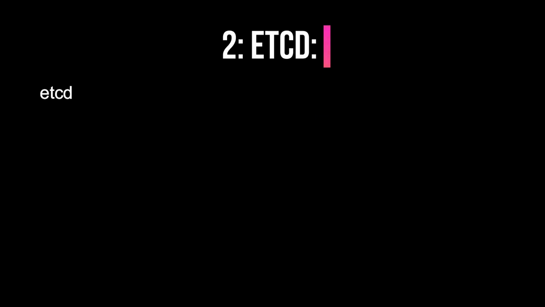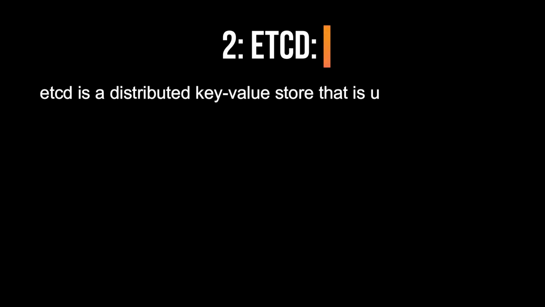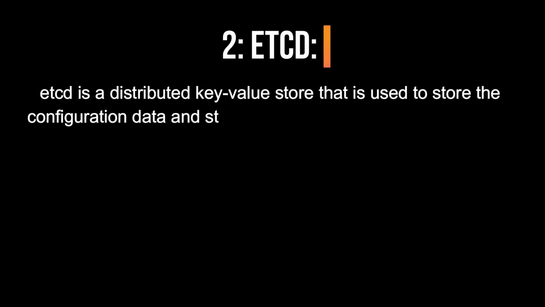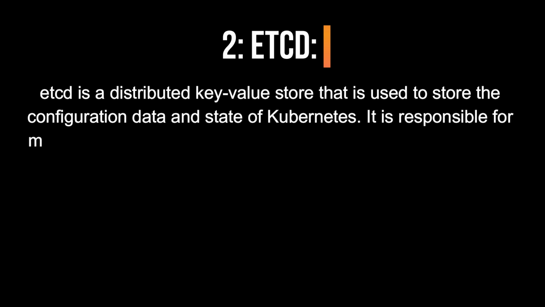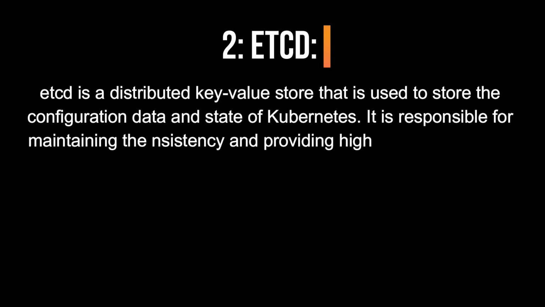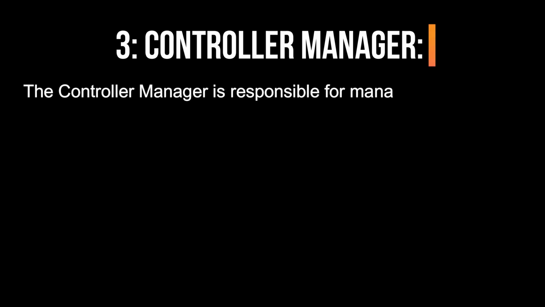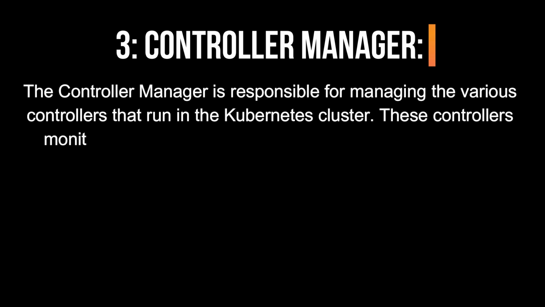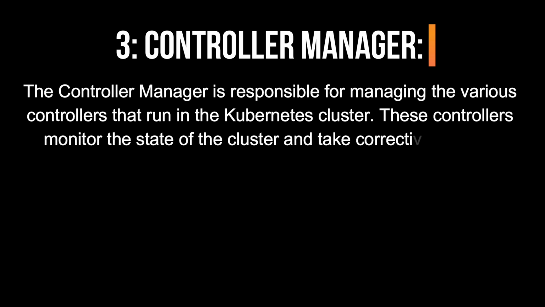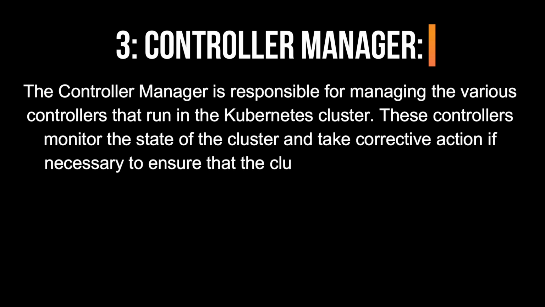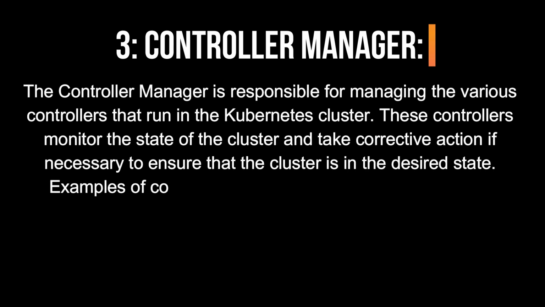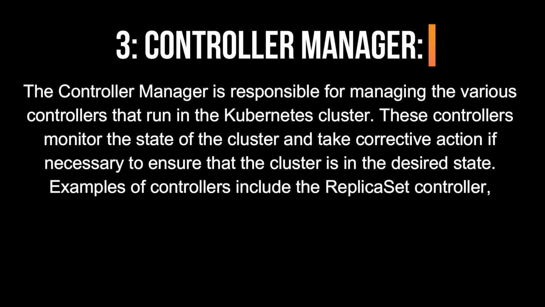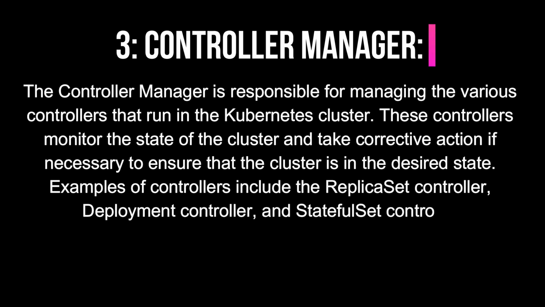2. etcd. etcd is a distributed key-value store that is used to store the configuration data and state of Kubernetes. It is responsible for maintaining consistency and providing high availability for the Kubernetes cluster. 3. Controller manager. The controller manager is responsible for managing the various controllers that run in the Kubernetes cluster. These controllers monitor the state of the cluster and take corrective action if necessary to ensure that the cluster is in the desired state. Examples of controllers include the replica set controller, deployment controller, and stateful set controller.